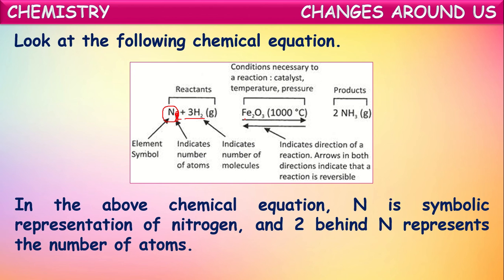So here this catalyst will be represented generally on the arrow mark. If you observe here on the arrow mark, Fe2O3 is represented. So this represents the catalyst in this reaction. This makes the reaction faster without being involved in it. Okay, these are the indications from a chemical equation.